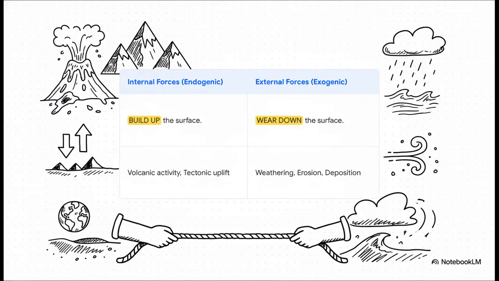And the creation of any landscape really boils down to this constant struggle between two opposing forces. From deep inside the Earth, you have these internal forces. We're talking volcanoes and tectonic uplift that are always building up the surface. But at the exact same time, you've got external forces like wind, water, and ice that are working non-stop to wear it all down. This epic tug of war is literally what shapes the world that we see around us.